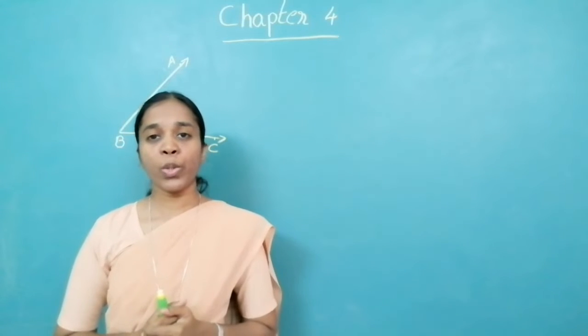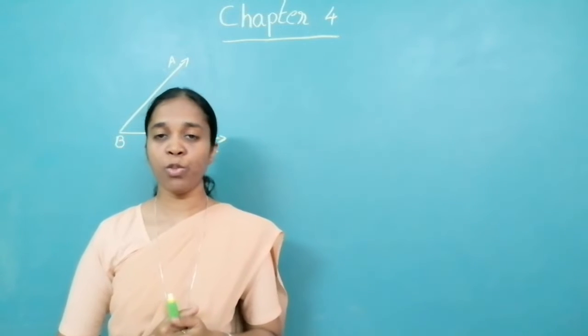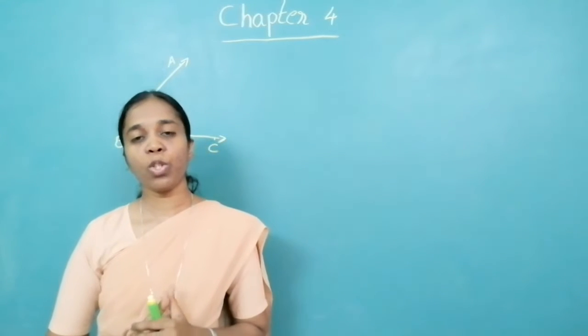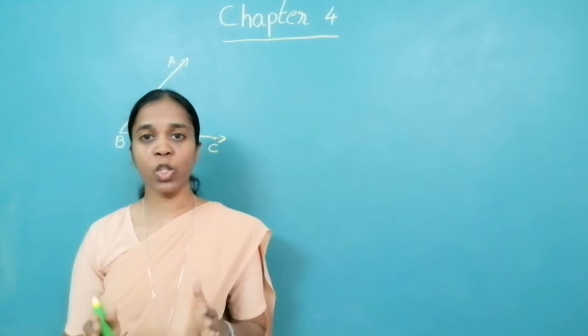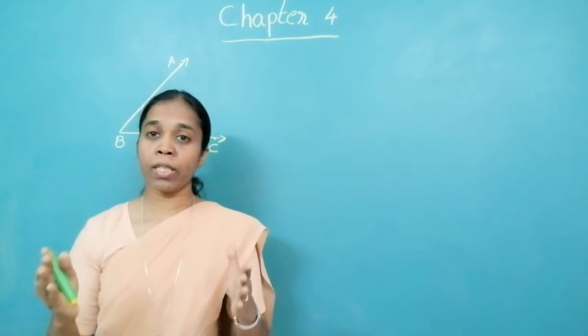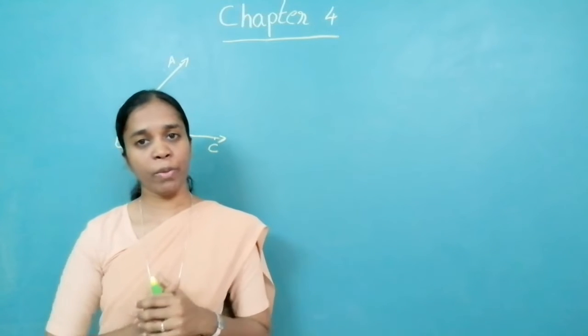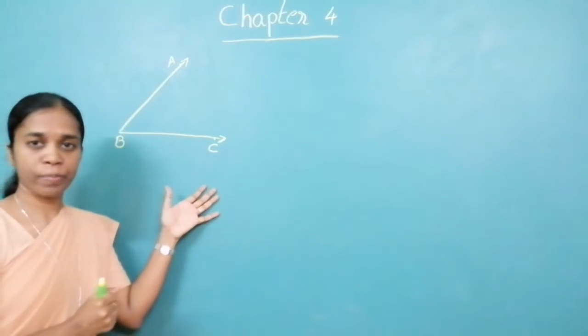Okay? Today we are going to see the next chapter. Which is the next chapter? Chapter 4. Chapter 4 talks about types of angles or pairs of angles. There are different pairs, different characteristics of angles which you have to learn. Okay? I have drawn an angle on the board.